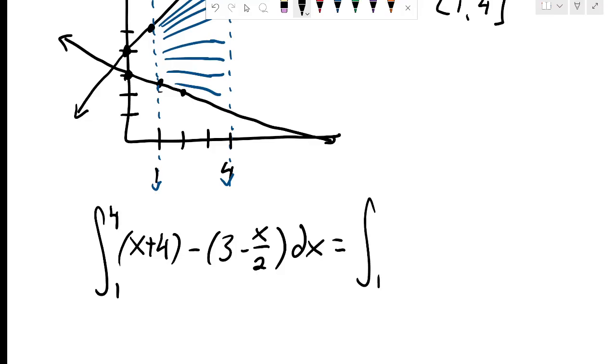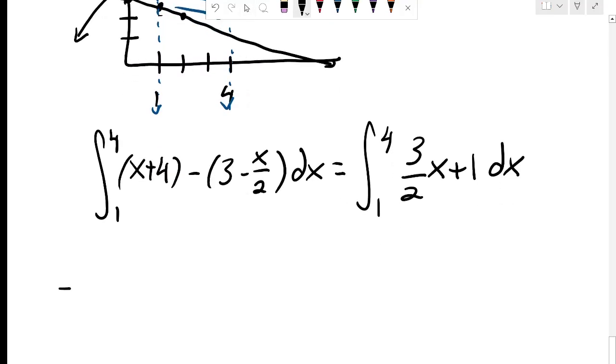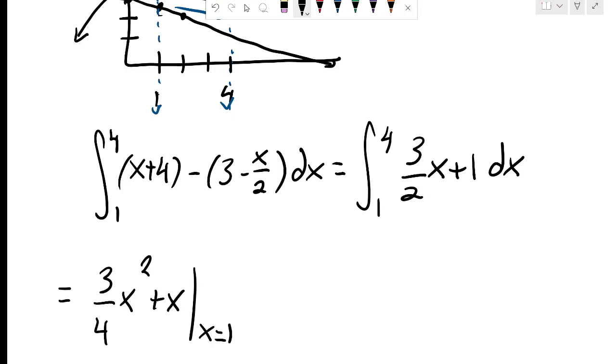So we'll just simplify the inside here. x plus x over 2 will be 3 halves x. 4 minus 3 is plus 1. Okay, so integrating this, we get 3/4 x squared plus x, and then we're evaluating from x equals 1 to x equals 4.